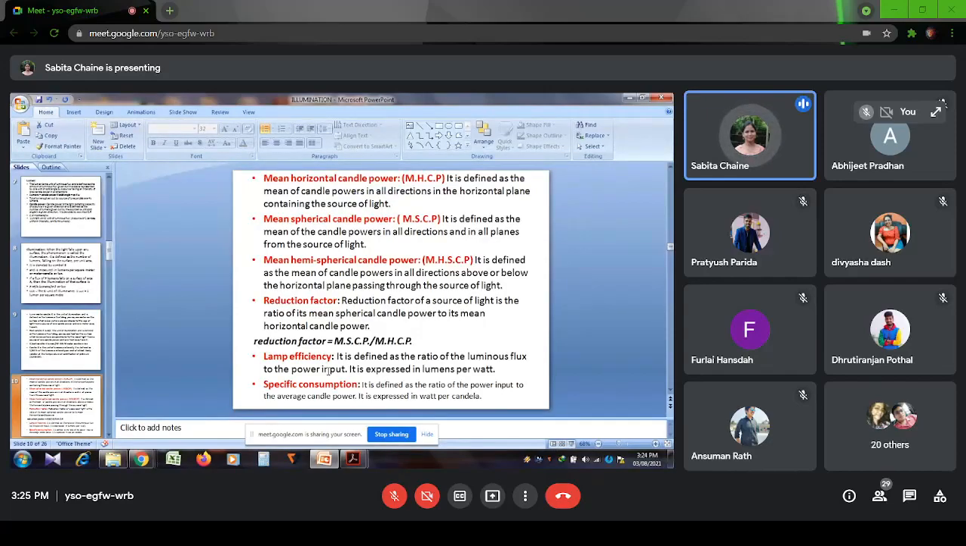So then the lamp efficiency means what is the output of the lamp and what is the input to the lamp. The input to the lamp is power, the power input, and the output is your luminous flux, F. So then you can say that efficiency is defined as the ratio of luminous flux to the power input. So then the unit of the lamp efficiency will be lumen per watt.